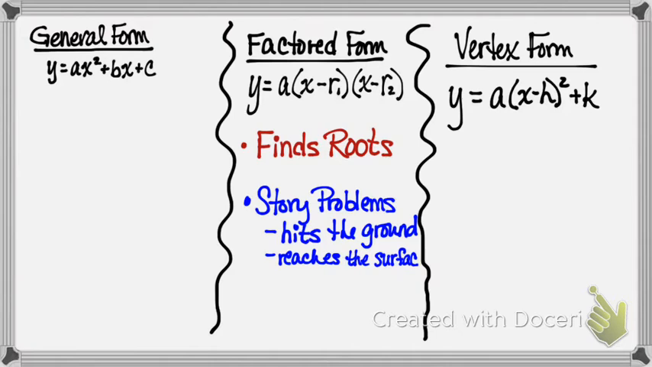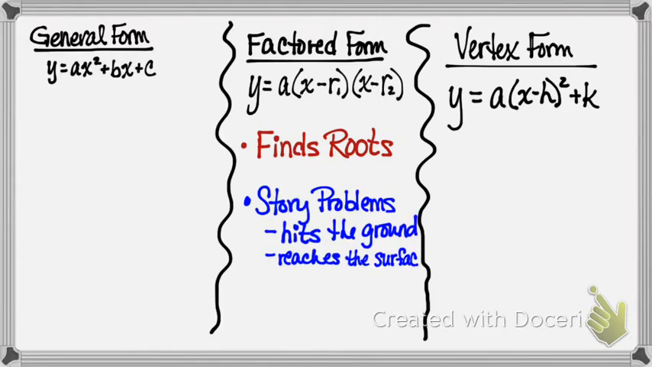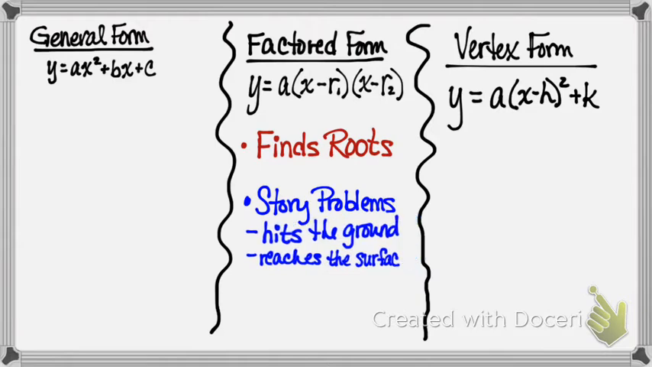Those would indicate to me that I need an x-intercept. Let's see if I can get the rest of this word up here. To put it into factored form, I would start from general form. Always. I would never go from vertex form to this form. I would have to go from general form into factored form.